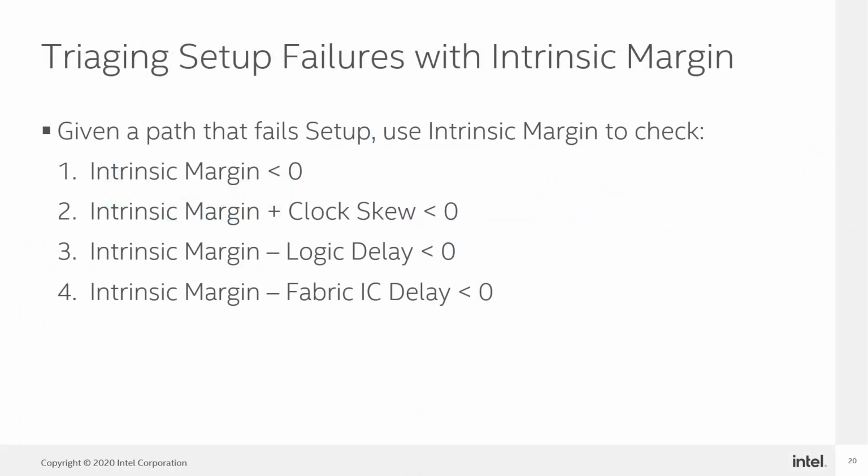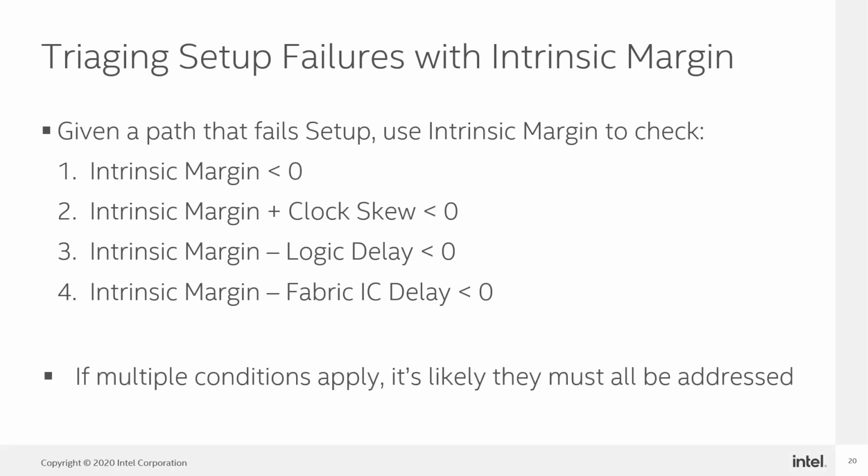So that leaves us with a pretty clean checklist. We have these 4 cases, and given a path that fails setup, we can check if the intrinsic margin itself is negative, or if intrinsic margin combined with each other component is negative. Anytime any one of these checks succeeds, it's directly suggesting which component we should focus our work on.